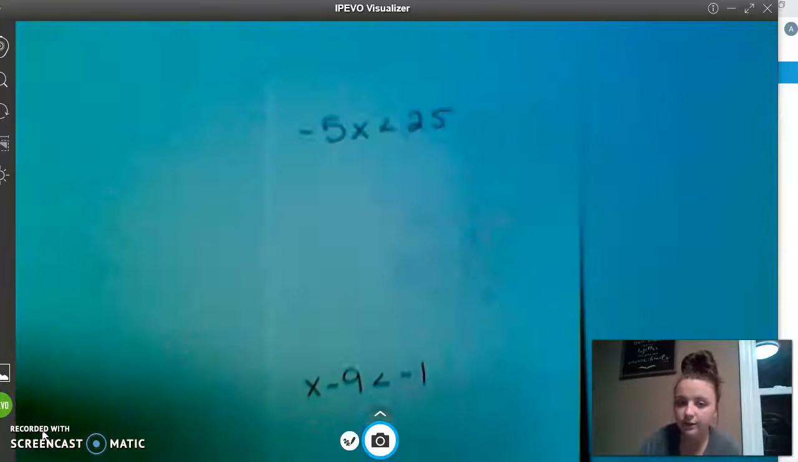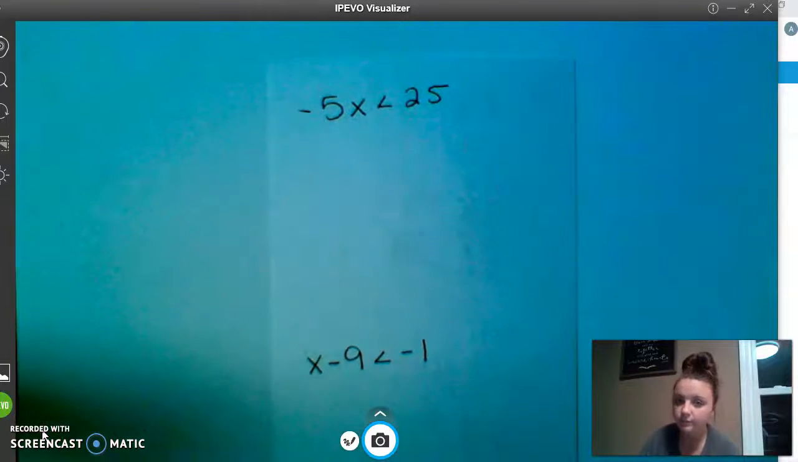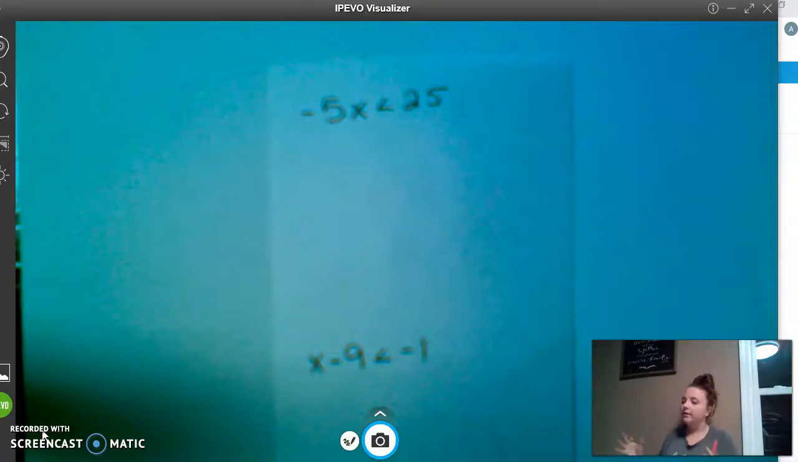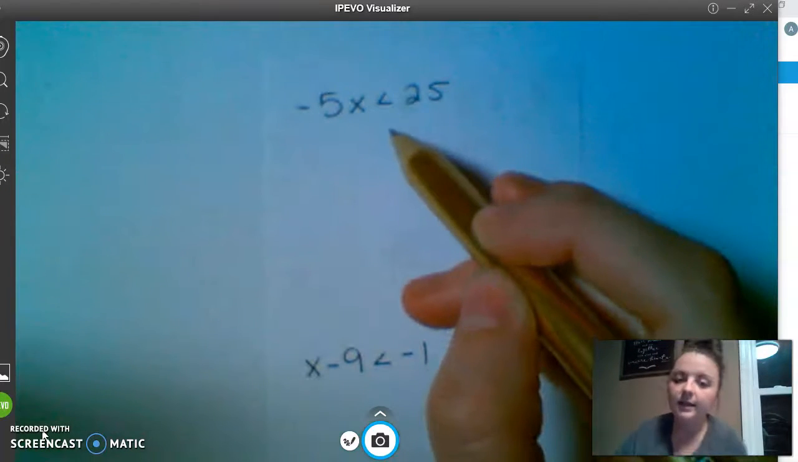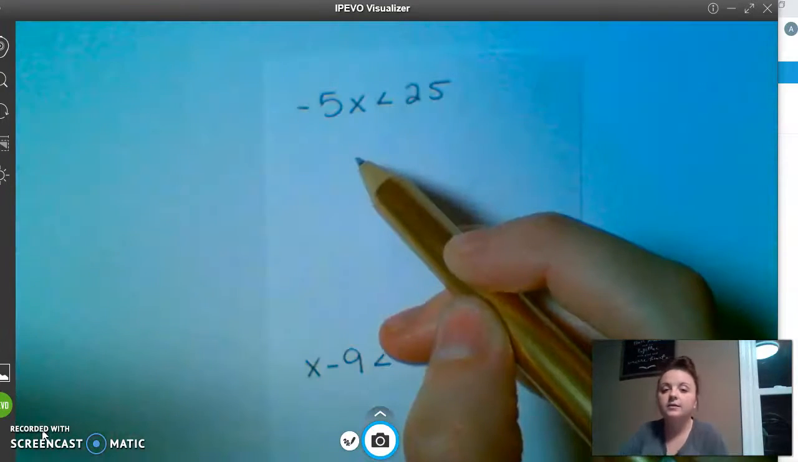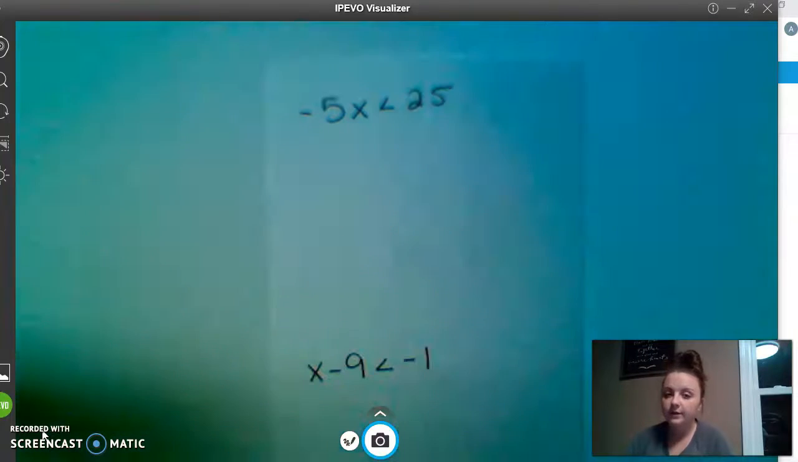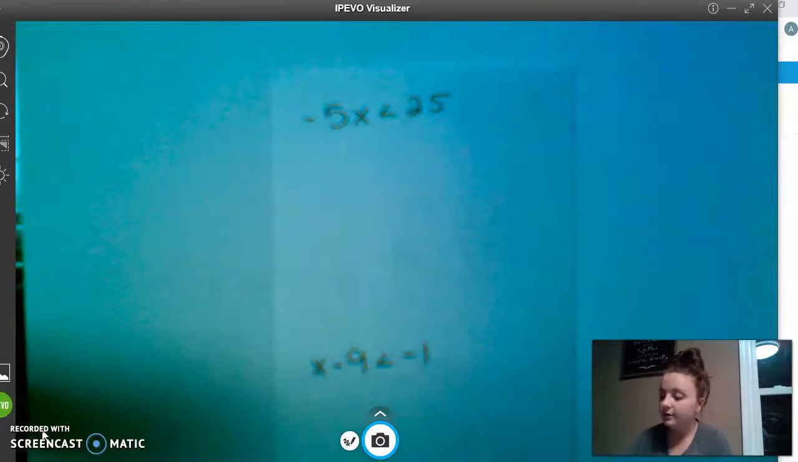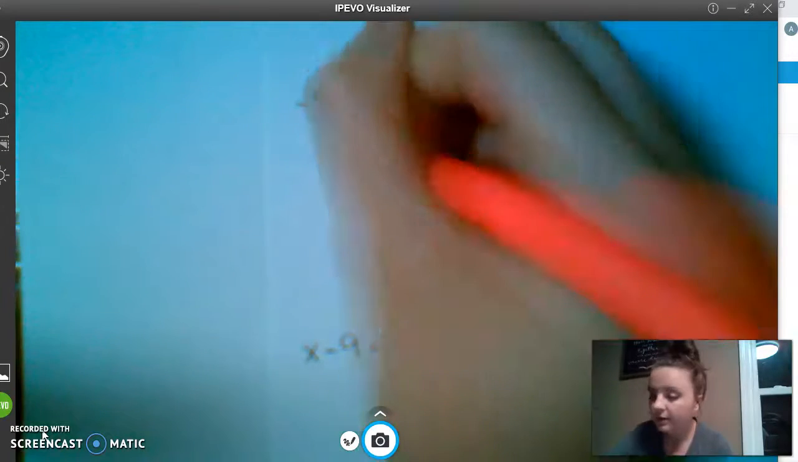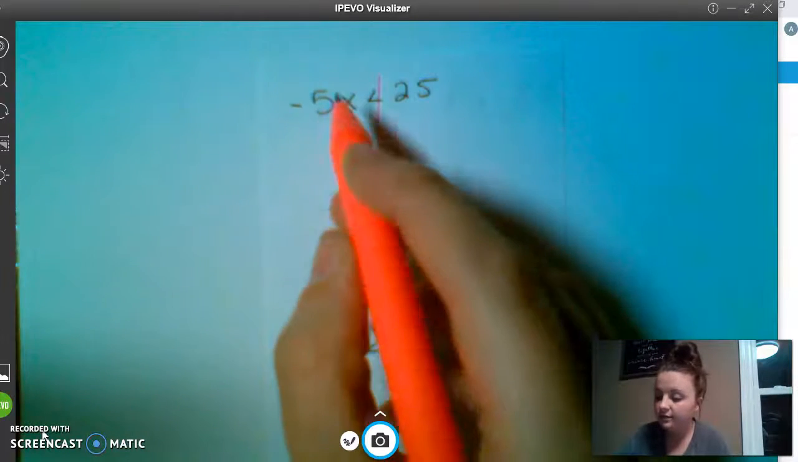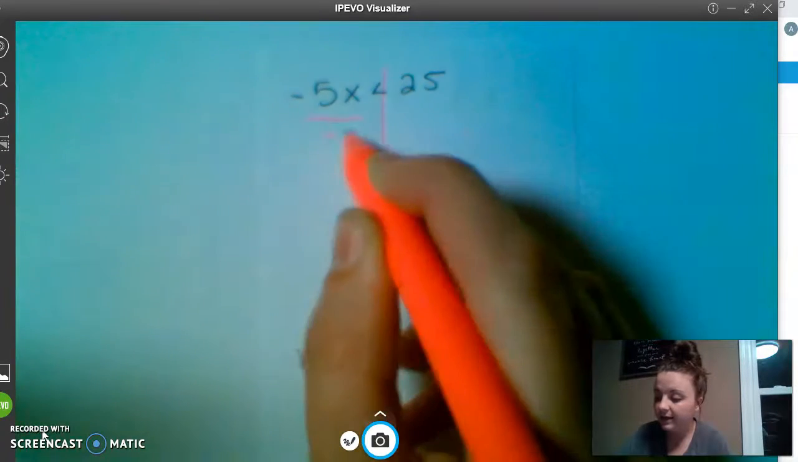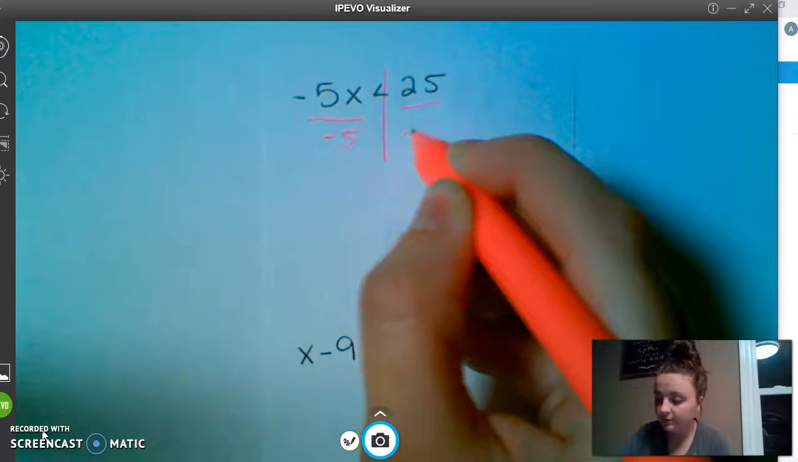Then I wanted to look at 2 inequalities that we did. These are just one step, but I thought they were important. So the first one is negative 5x is less than 25. So our goal is to get x by itself. Well, that's negative 5 times x. So to get rid of that, I've got to divide by negative 5.